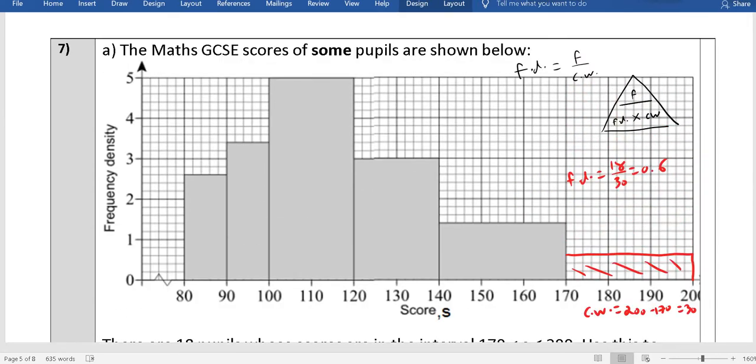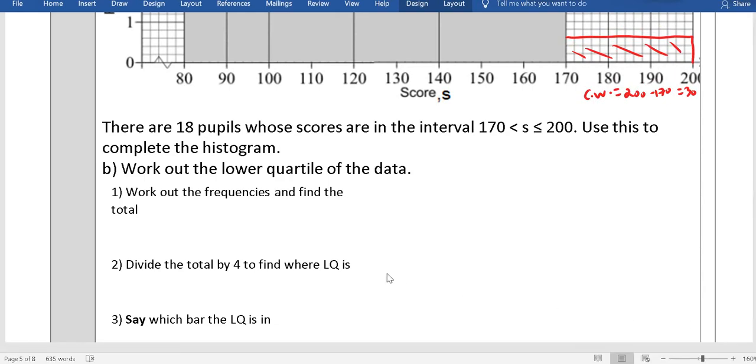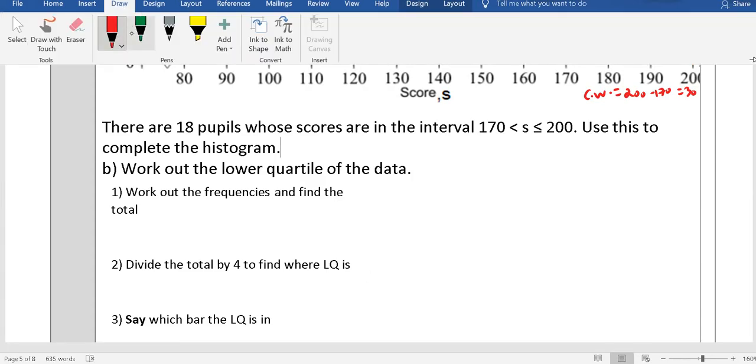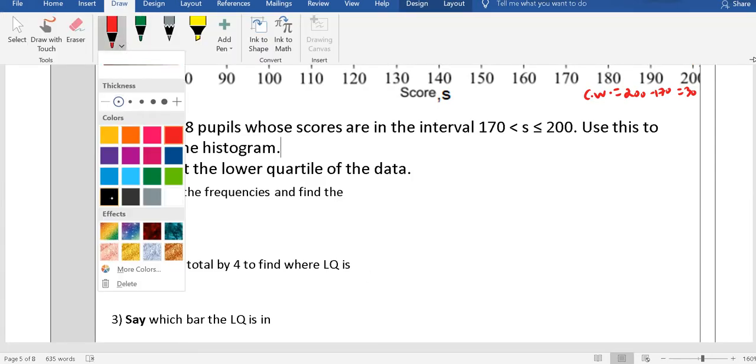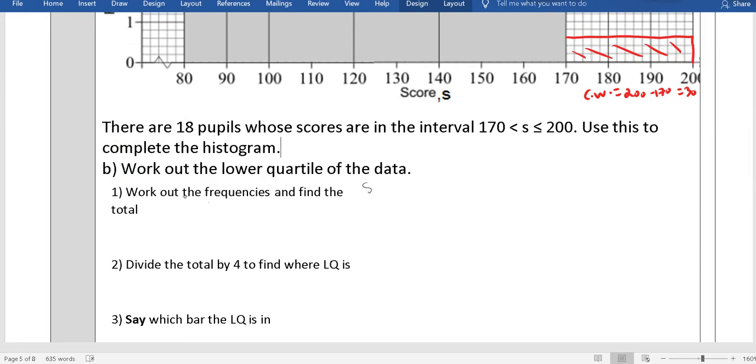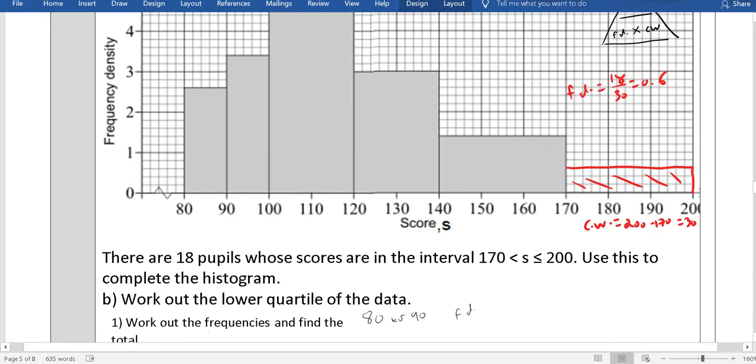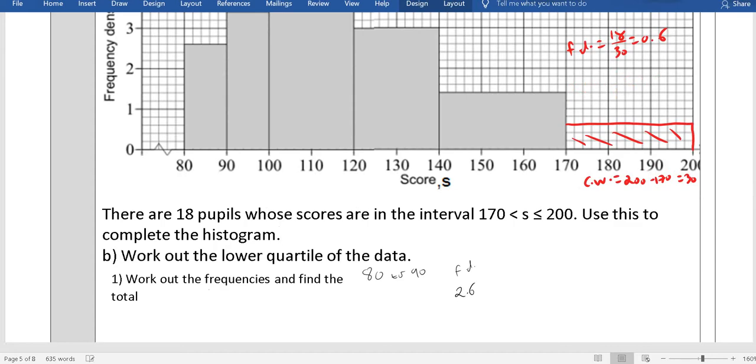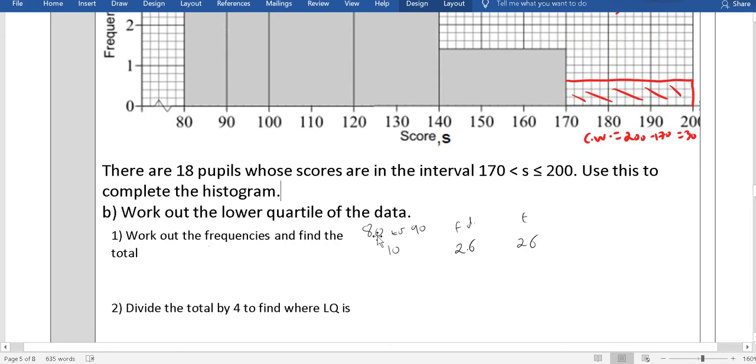So you may have been shown something along these lines. Make a little table for yourself. So 80 to 90, work out, between 80 and 90 what the frequency density is. Frequency density between 80 and 90 is 2.6. The class width is obviously going to be 80 to 90, that's 10. To work out the frequency, you multiply, so you have 26. And so on. So you might have seen something like that.